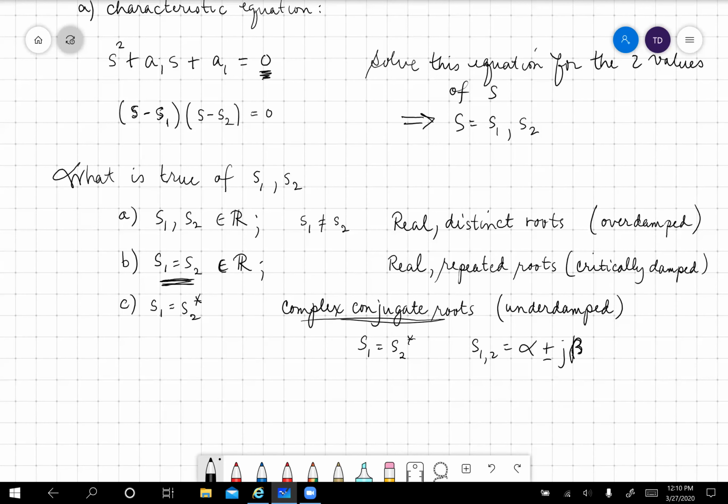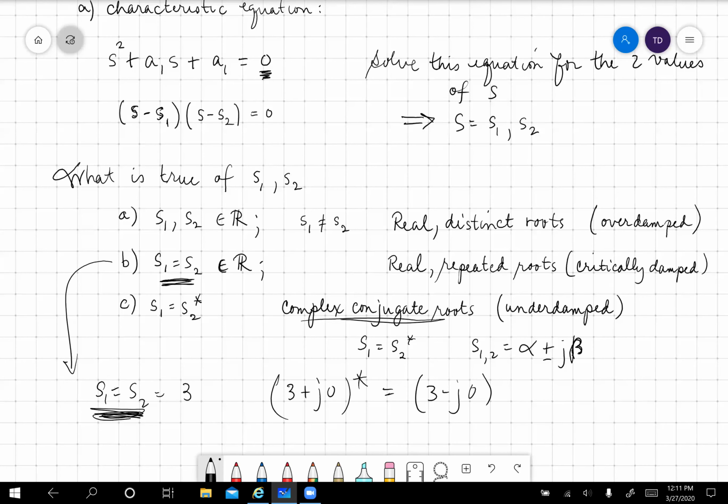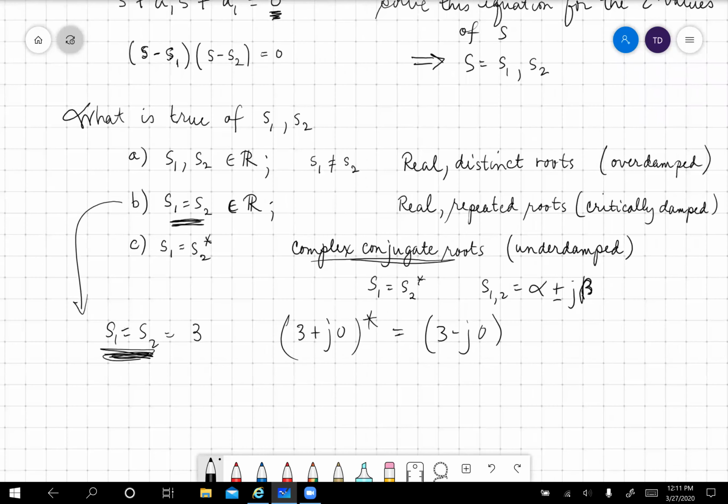Okay, so I just want to go to this one as an example. S1 equals S2 equals 3. 3 is equal to 3 plus j0, and the complex conjugate of 3 plus j0 is 3 minus j0, which is still 3. So in this case, these are complex conjugates, they're just not complex numbers. They're real numbers. Real numbers are part of the complex conjugate system, but they don't have an imaginary part. Okay, so I end up with those three cases.